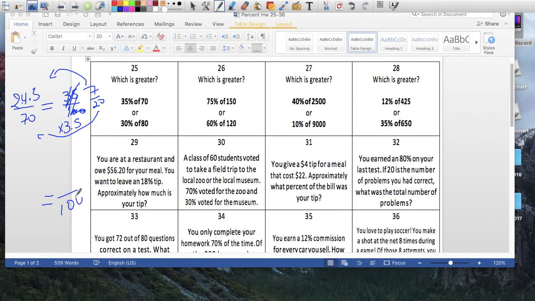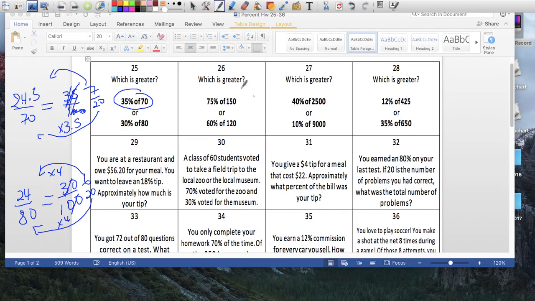And then let's do 30% of 80 at the bottom. So 100, 30% goes here, and of 80, so 80 goes down here. Let's see if there's a relationship. Let's divide this by 5 again. 30 divided by 5 is going to be 6, and 100 divided by 5 is going to be 20. Definitely from 20 to 80 is very easy, times 4, and on top is times 4. And 6 times 4 is 24. So which is greater? It's 35% of 70.